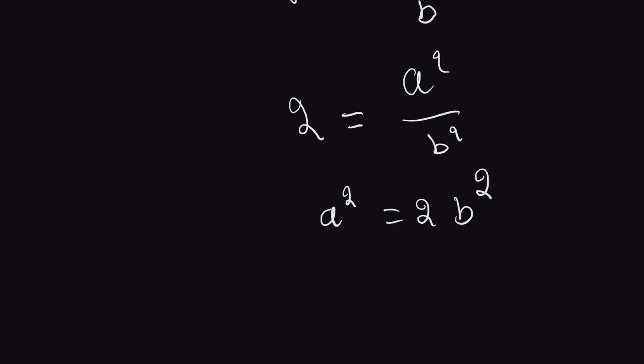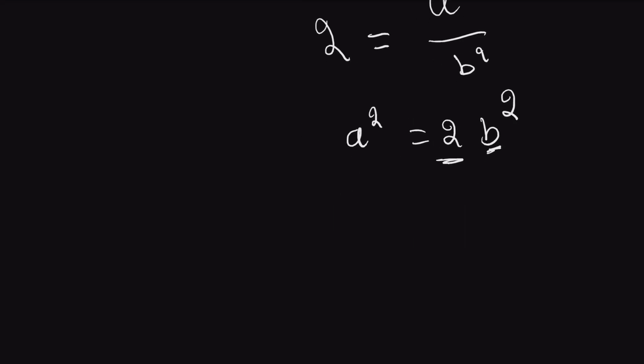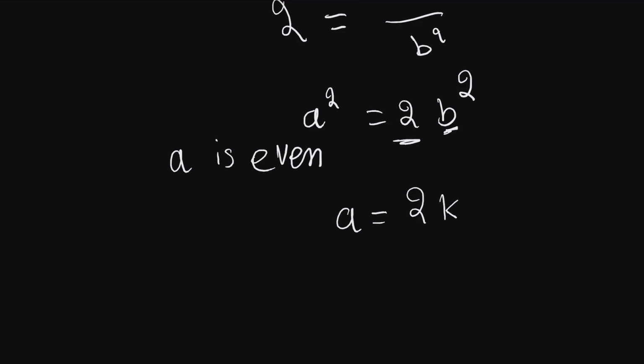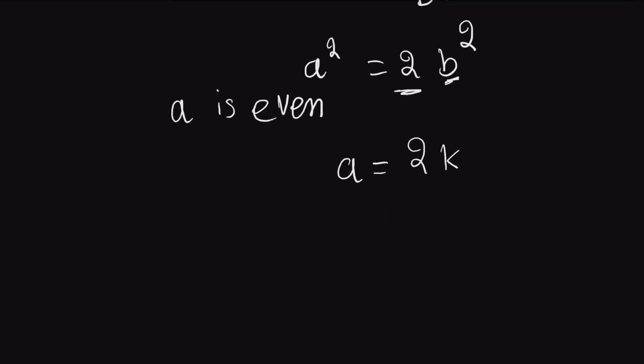So what this tells us is that a squared is an even number. This is because it's equal to 2 times something. If a squared is even, then a itself must also be even. So we now deduce that a is even. And so we can go ahead and write a is equal to 2k. This is true for any even number, where k is some integer. And we're going to plug this back into the equation a squared is equal to 2b squared.